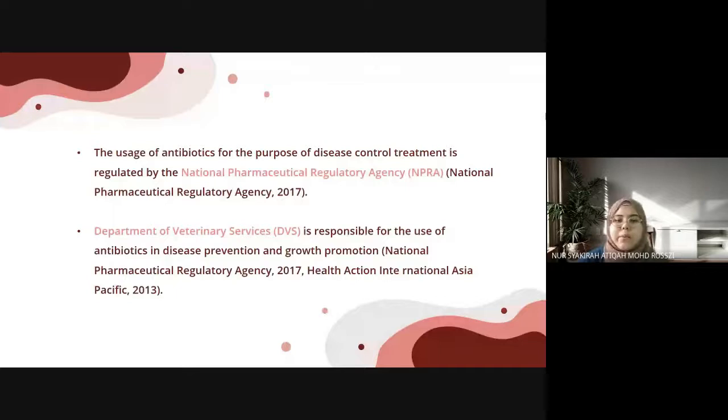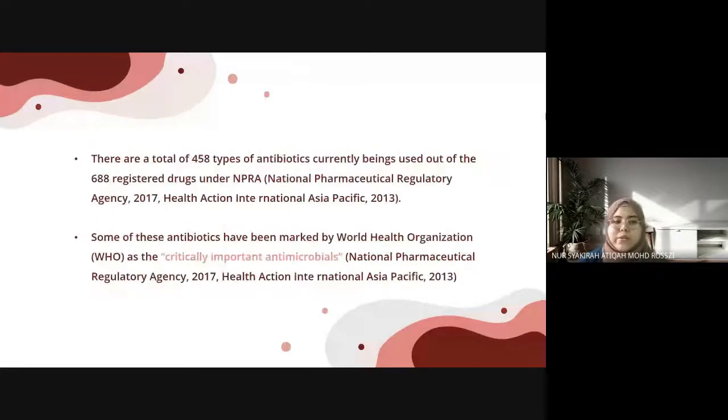There are a total of 458 types of antibiotics currently being used out of the 688 registered drugs under the NPRA. Some of these antibiotics have been marked by the World Health Organization, WHO, as critically important antimicrobials. The critically important antimicrobials are those that are critically important to treat disease in humans, so they should not be used in livestock.